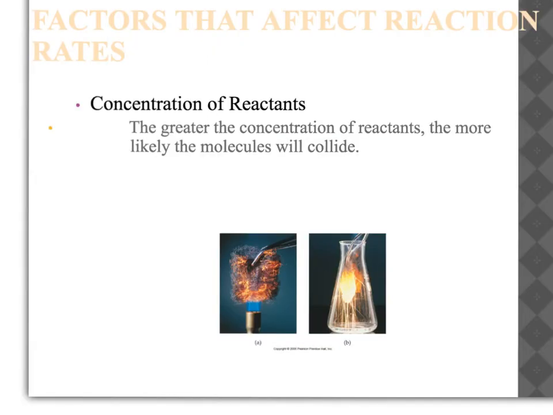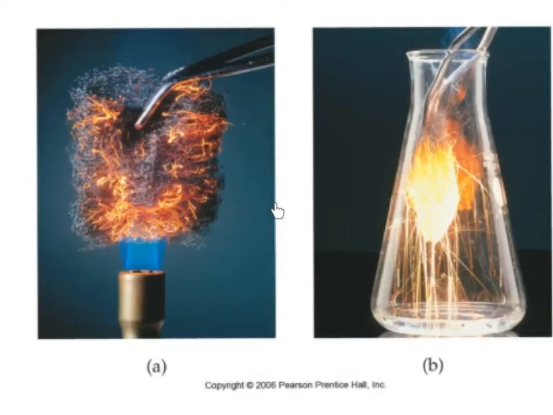The second factor that affects the rate of reaction is the concentration of the reactants. For many reactions, the more stuff you have, the more collisions between them, the faster the reaction will proceed. Here's an example of steel wool that's heated in air versus steel wool being heated in an oxygen-enriched environment.